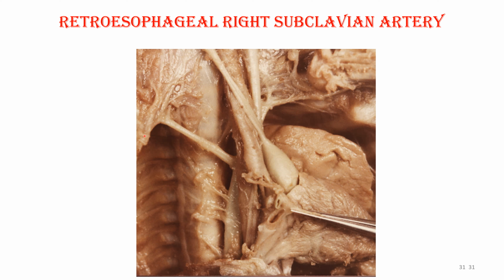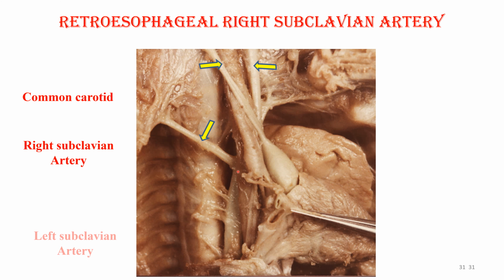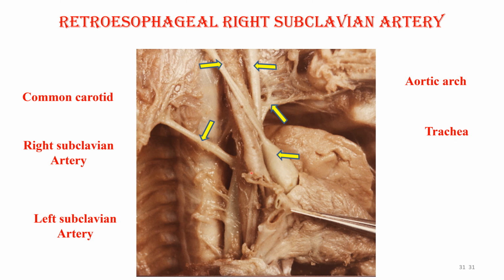What we can see here is the common carotid on each side, here and here. We can see the right subclavian artery, which is coming deep to both the trachea and the esophagus. We can see the left subclavian artery coming from the arch of the aorta. You can see that is the arch of the aorta here, that is the heart, of course. And you can see the trachea here, and deep to it is the esophagus. And that artery is deep to both of them. That is one of the anomalies of the subclavian artery. The most common is this right subclavian artery.